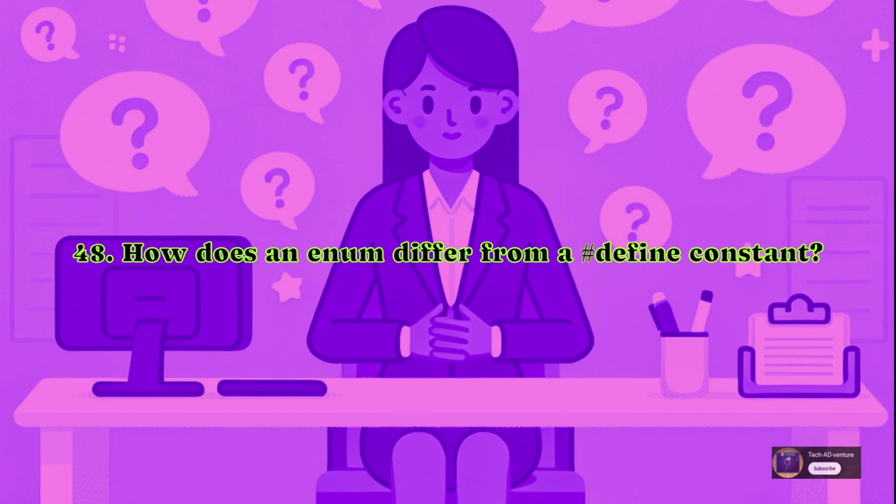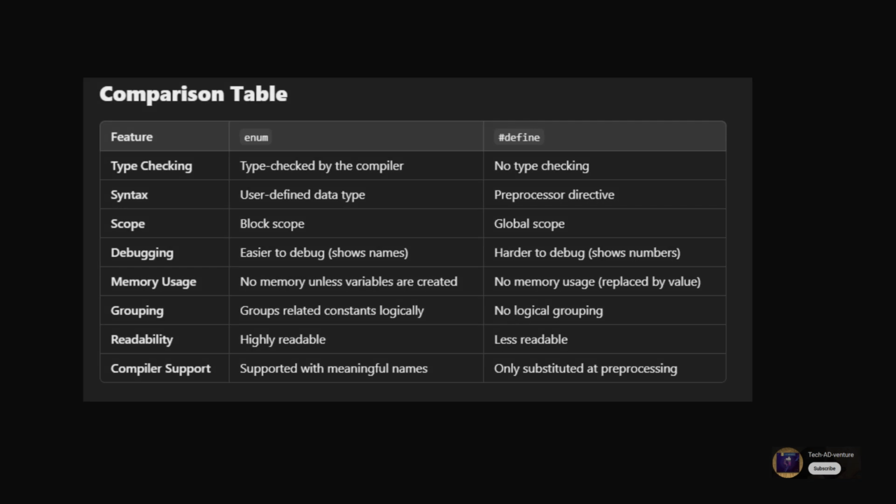48. How does an enum differ from #define constants? Both enum and #define constants are used to define named constants in C. However, they have key differences in functionality, readability, and type safety. See the detailed comparison. Enum is a user-defined data type that assigns names to integral constants. #define is a preprocessor directive that defines a constant value or macro. Enum values are strongly typed.